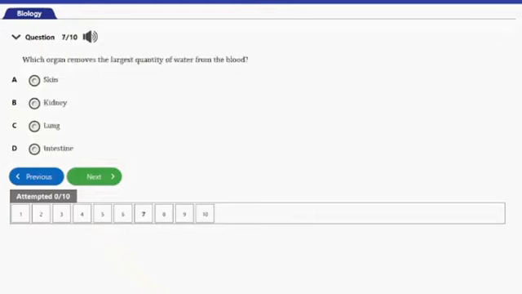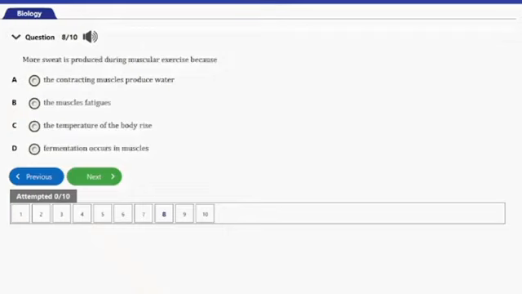Question number 7 here, it says, which organ removes the largest quantity of water from the blood? A, skin, B, kidney, C, lung, D, intestine. So guys, obviously the answer to this question is the kidney. The kidney removes the largest quantity of water from the blood via the urine. And that's it for that question. So let's consider the next question here.